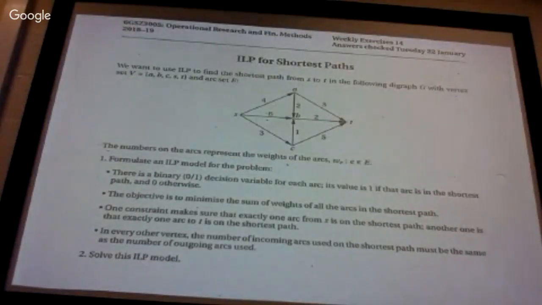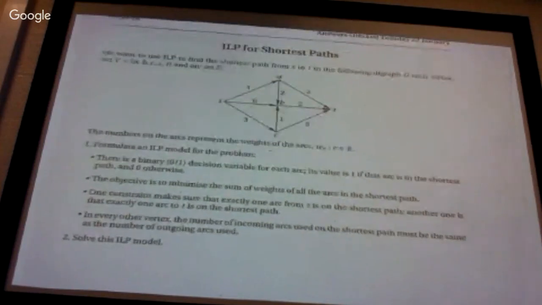Right, so how does this work? You're trying to solve shortest paths using integer programming. Okay, that's the idea of this.